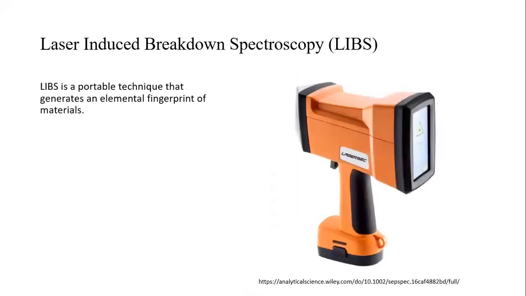Laser-Induced Breakdown Spectroscopy, otherwise known as LIBS, is a portable technique that generates an elemental fingerprint of materials. Spectroscopy being the study of the absorption and emission of light and other radiation by matter. This technique uses a high-power laser that turns micrograms of surface material into a plasma, the emission of which can be detected and used to determine the concentration of major and trace elements in solid, liquid, or air samples. Its purpose is to be able to detect and characterize materials.